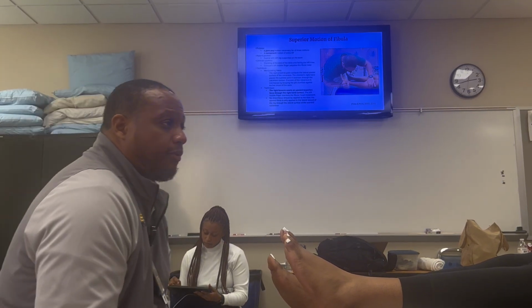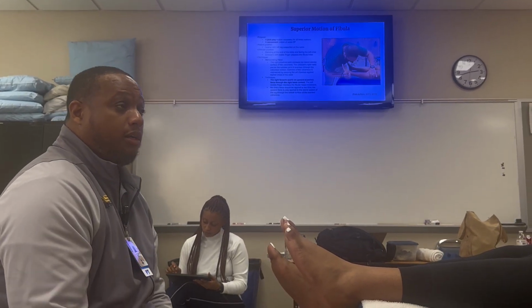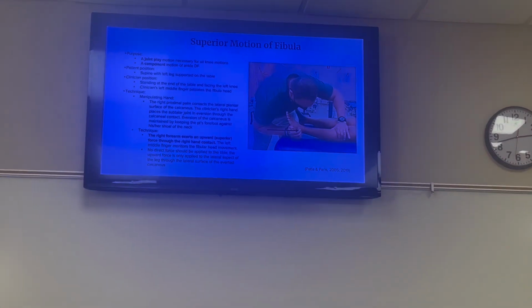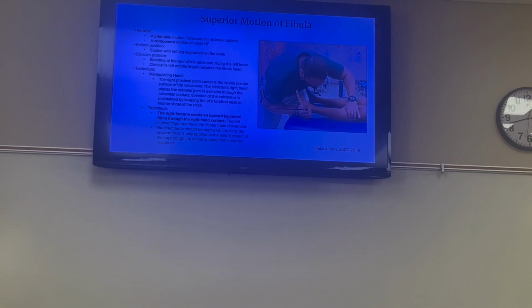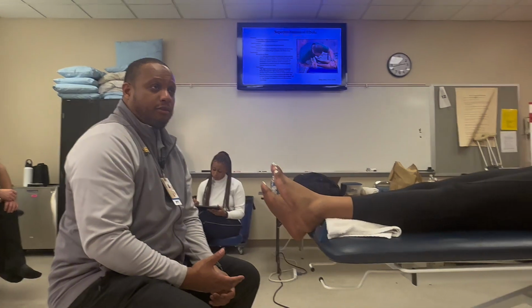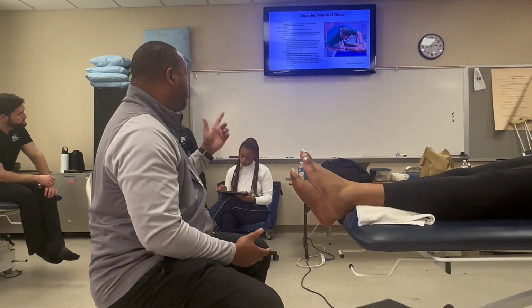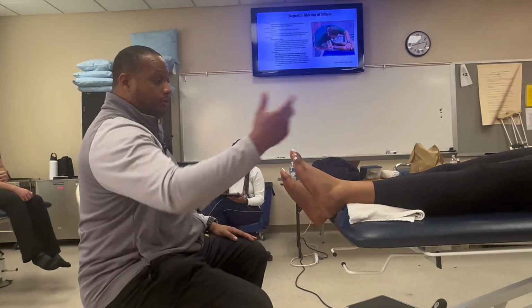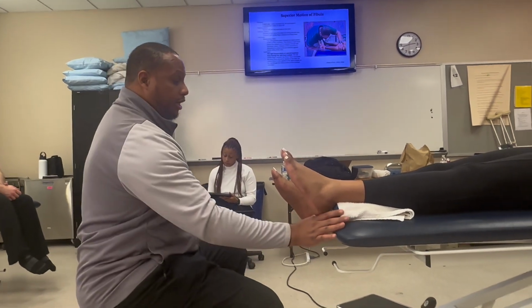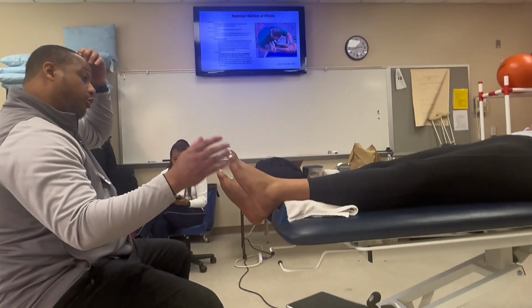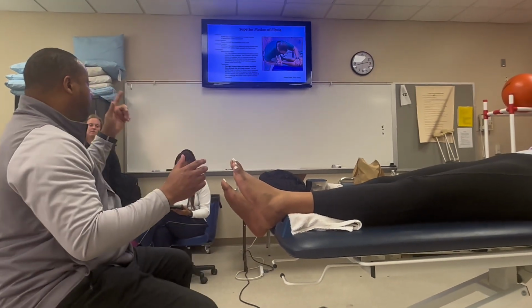So if your patient lacks range of motion at the knee joint, this could be a good one to add to it, especially if your patient had a total knee joint replacement. If they had a total knee joint replacement, it could be that they're lacking component motions or joint play motions necessary at the proximal tib-fib articulation. So this is a component motion for ankle dorsiflexion. So this is superior motion of the fibula.